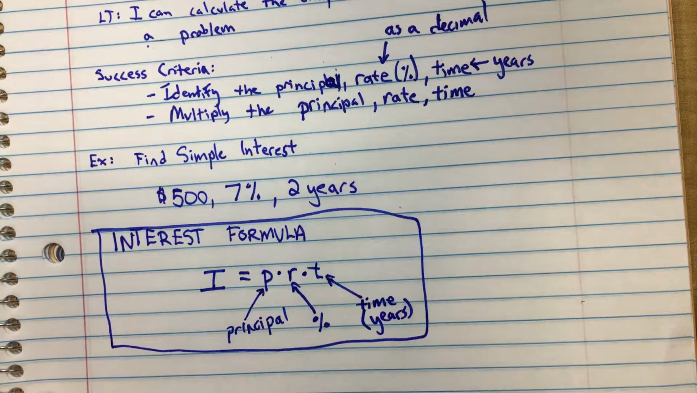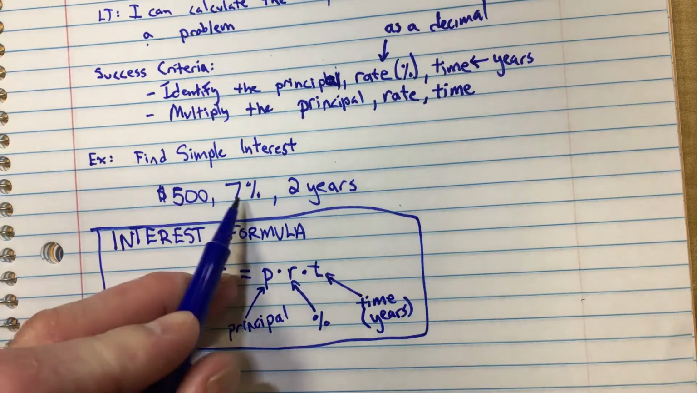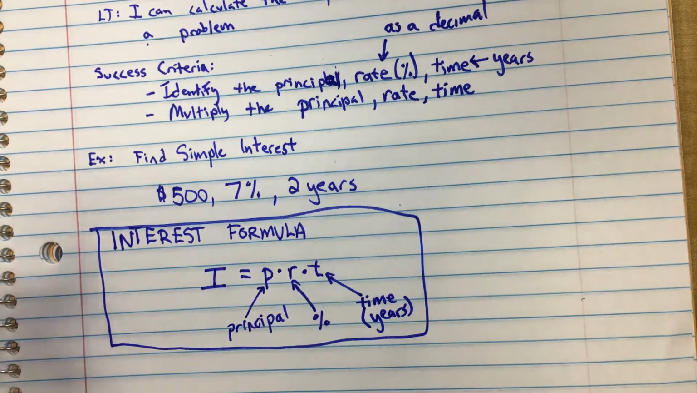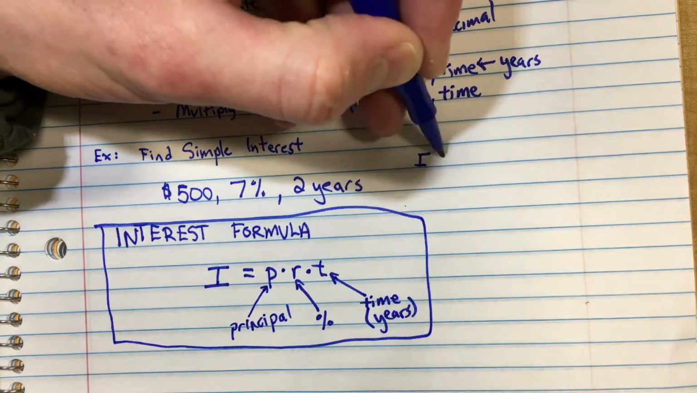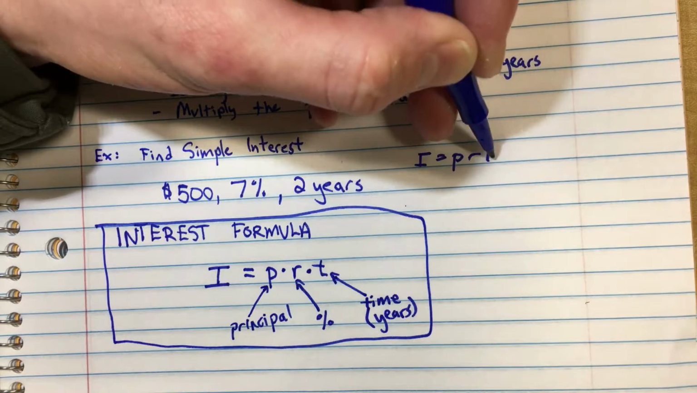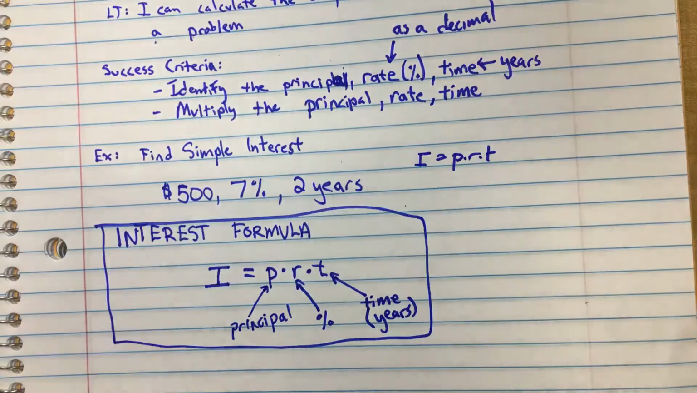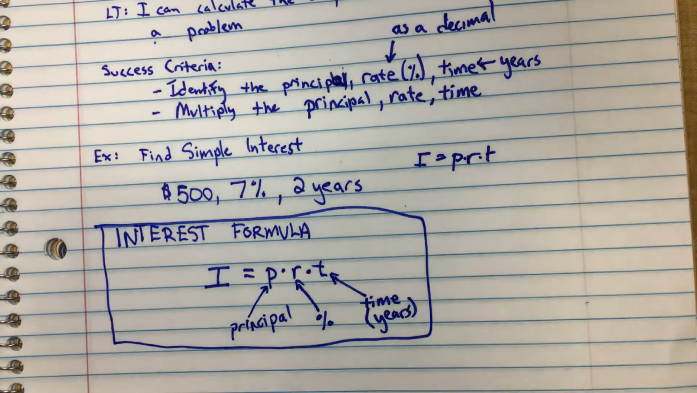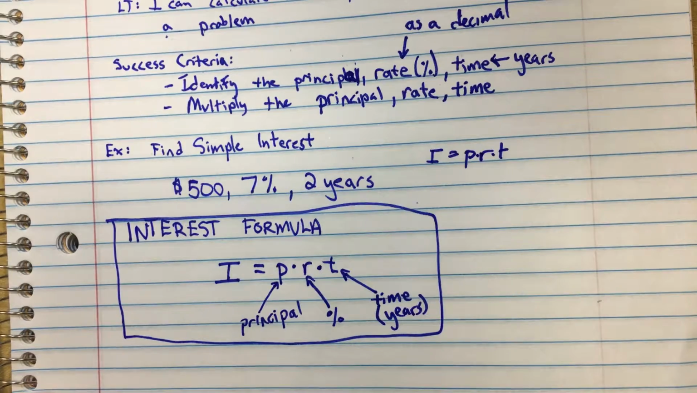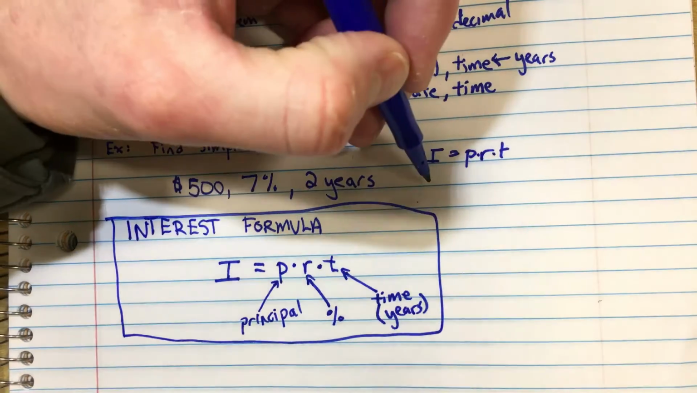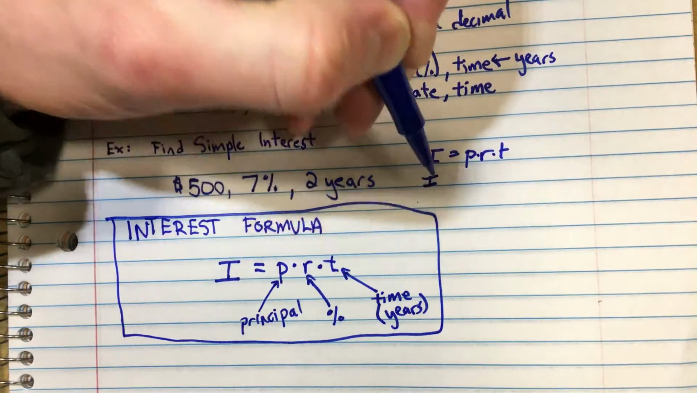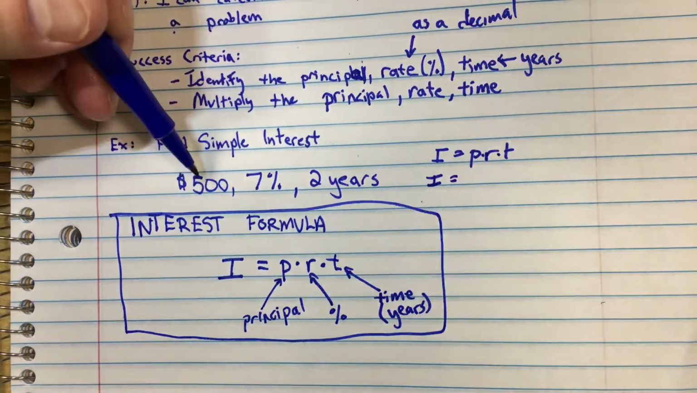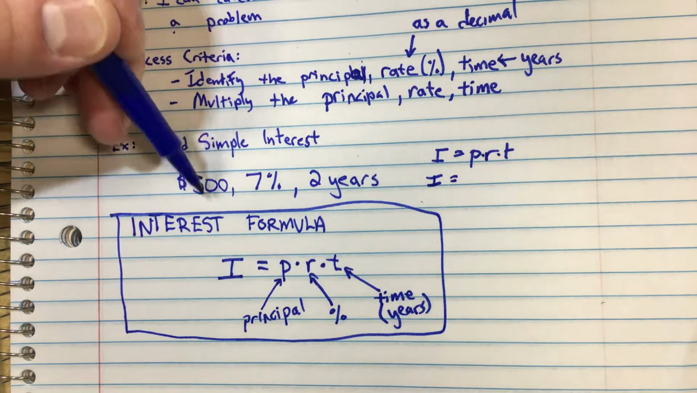So looking at our example, find the simple interest, 500 at 7% interest over 2 years. We're going to plug that into I equals PRT. Sometimes you'll see the multiplying dots when we're first starting out, but eventually we're going to take away our little dots for multiplying and just use PRT. We're going to multiply those. My answer is going to be equal to this first principal. That's how much you borrowed.